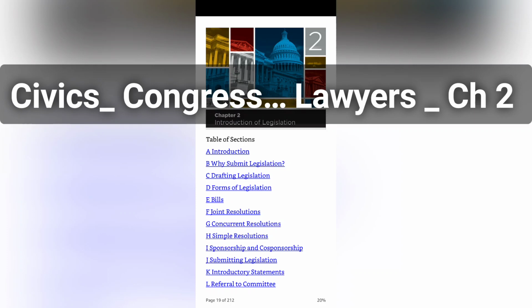Because House members are responsible to 435 separate constituencies and senators represent 50 different states, passing legislation requires consideration and balancing of numerous interests shaped by party considerations, local issues, regional concerns, outside organizations, and other political factors.